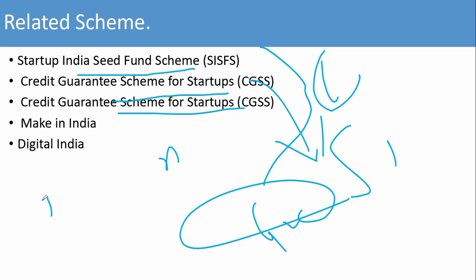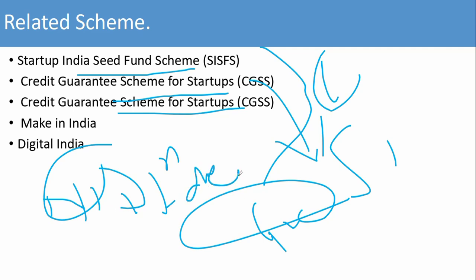NIDHI scheme: this promotes student-led entrepreneurship with funding and incubation support, like digital edtech, for example. Make in India scheme: this provides compliance support for manufacturing startups and promotes innovation. Digital India: this scheme creates digital infrastructure for startups to thrive and scale operations. This is all about the related schemes of Startup India. All these schemes are helpful for the success of Startup India.